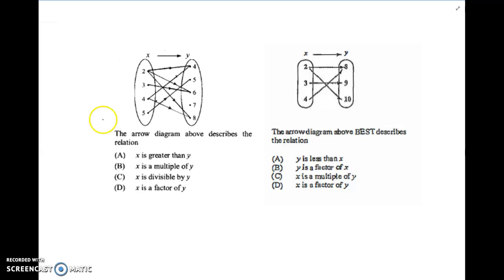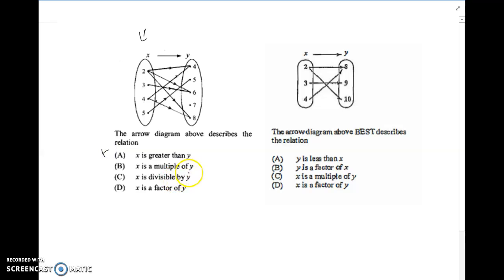Let's get the one on the left hand side. The arrow diagram above describes the relation. So we have x is greater than y, x is a multiple of y, x is divisible by y, x is a factor of y. So let's look at this here. Is x greater than y? Well, no, because we have smaller values on the x side, right? Smaller values. So it's not that.